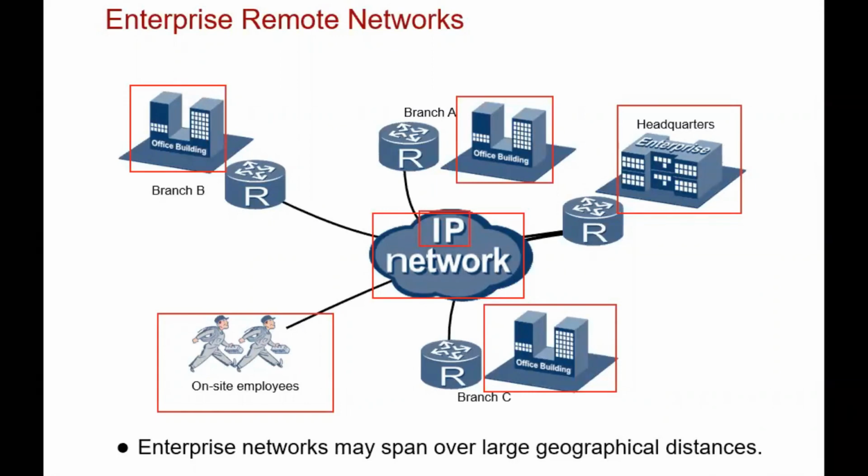Okay. So these are what we refer to as the remote networks. Branch A, branch B, on-site employees, all those are remote networks. And we want to interconnect all of them with each other and particularly to the headquarters.